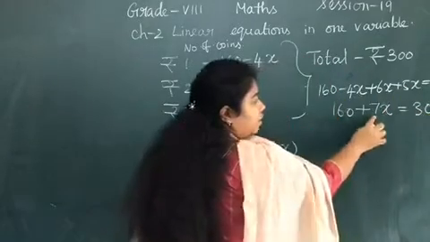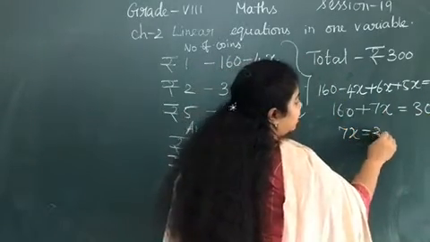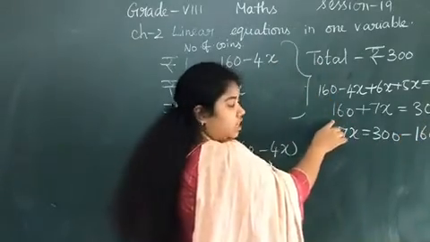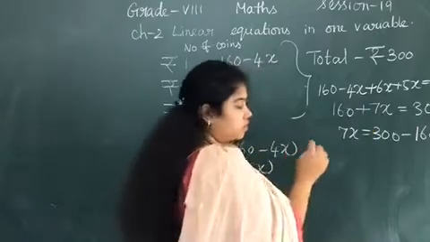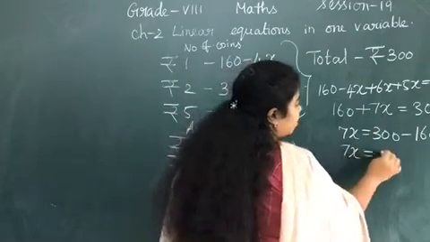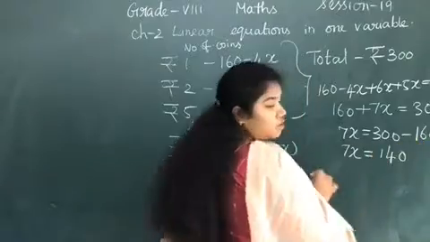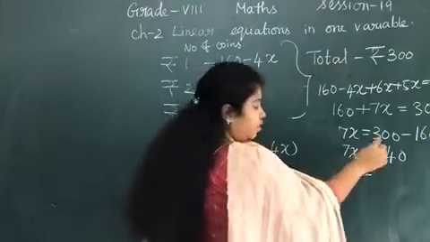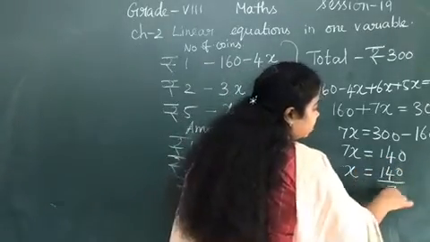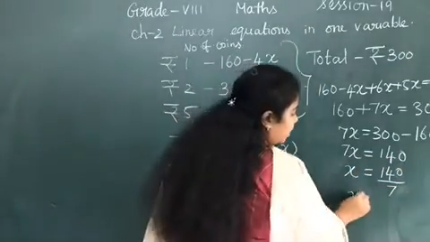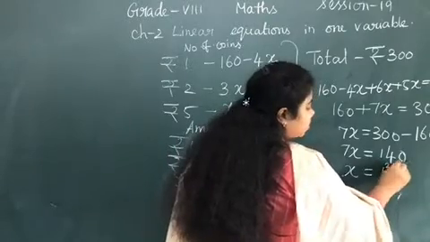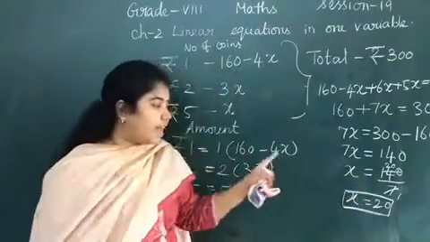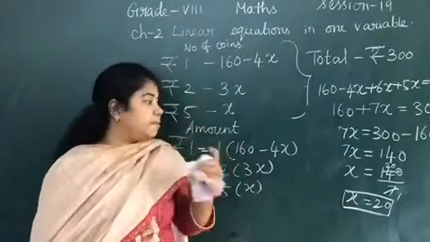Now as usual keep the variable term here and take the number term that side. 300 minus 160. It is plus 160 here. If it goes that side it is minus 160. So 7x equals 300 minus 160, which is 140. So let x be here. 7 is in multiplication. When it goes to the right hand side it becomes division. So 140 by 7. So x is equal to 20. Now we have arrived at the answer. x is equal to 20.